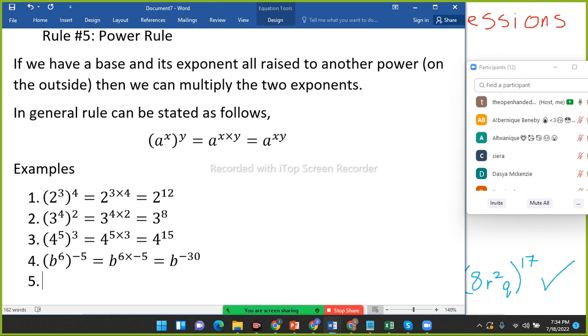So then we could also have, say, if I have it where both of them are negative, so instead of b, we could have r to the power of negative 7 times negative 8. Can anyone help me with this one? What would this be?